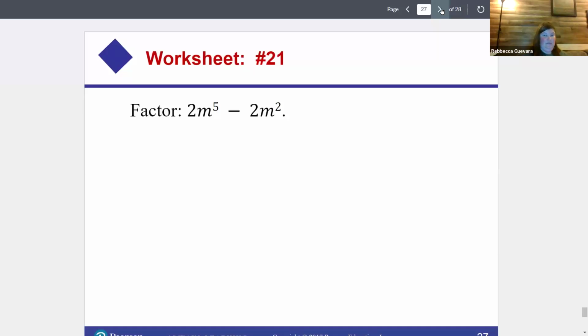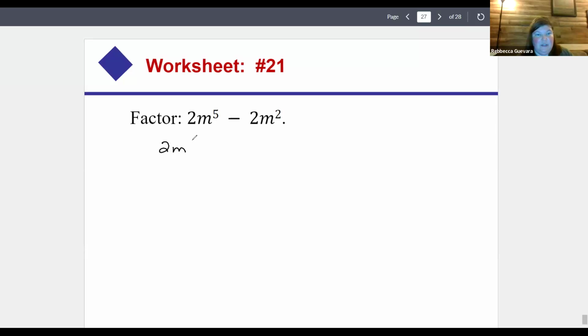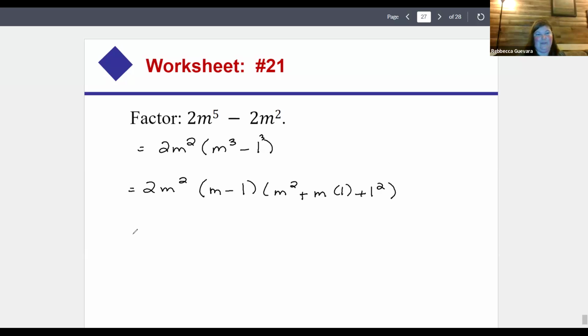And then for our last one here, once again, it may not look like it's got cubes until you notice that I can factor out a 2 and an m squared. When I do that, I'm going to be left with m to the 3rd minus 1. 1 may not seem like a cube either, but 1 cubed is still 1. So I can just turn that into a 1 cubed. So we have a difference of cubes, meaning we're going to have m minus 1. And then we're going to have m squared plus, let's make sure I had this right, m times 1 plus 1 squared. Or in other words, 2m squared, m minus 1, m squared plus m plus 1.